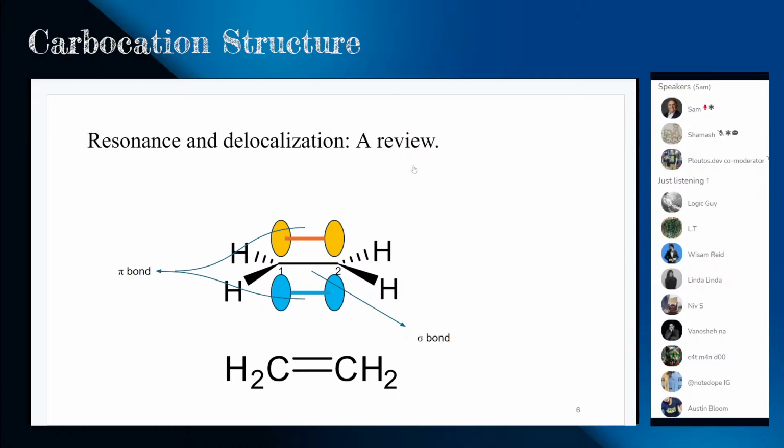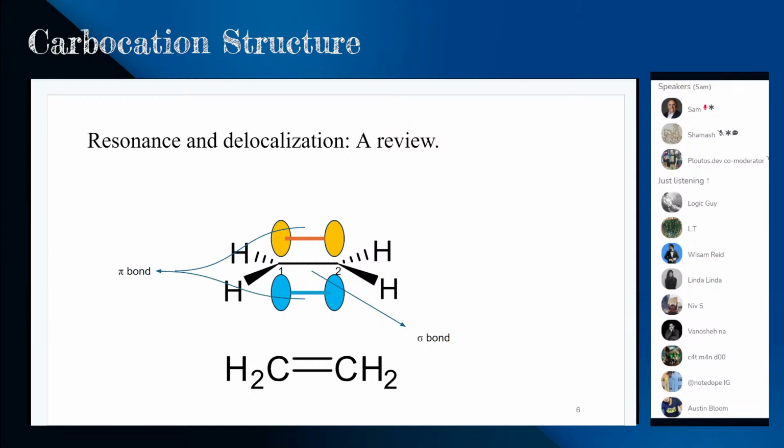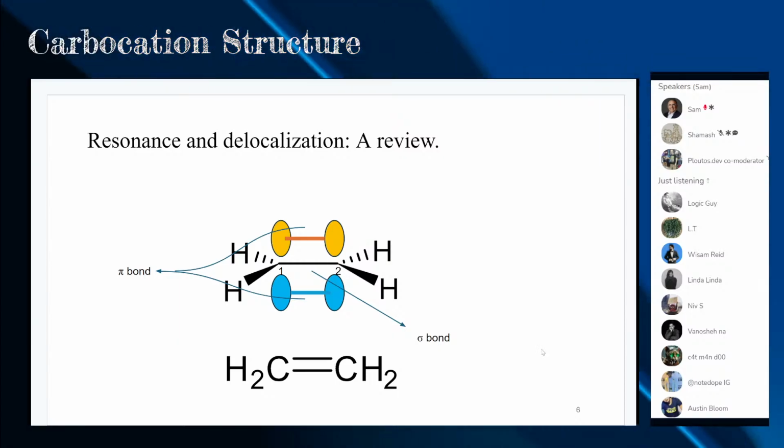Just to know that we have orbital overlap above and below the plane of the molecule, and that forms the second bond between the carbon-carbon, and that's a pi bond. It's pi because it's formed from the overlap of p orbitals. Sigma is sigma because it is formed by the overlap of s or s-like orbitals.